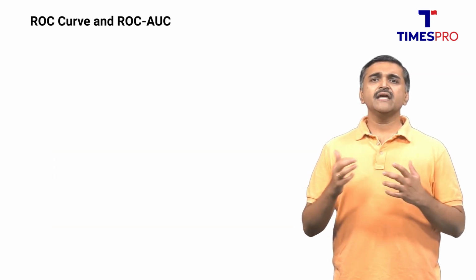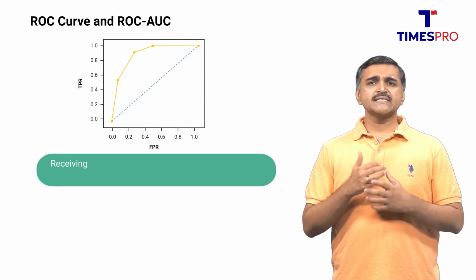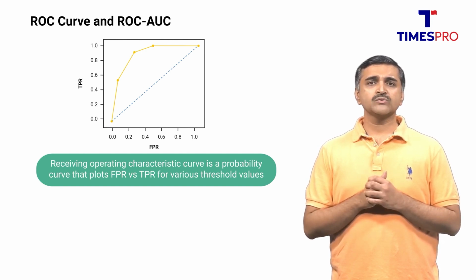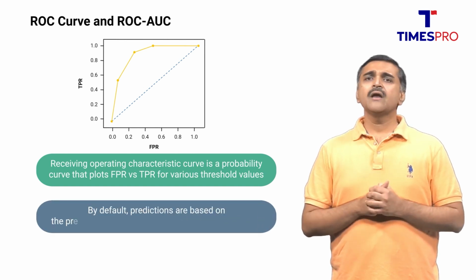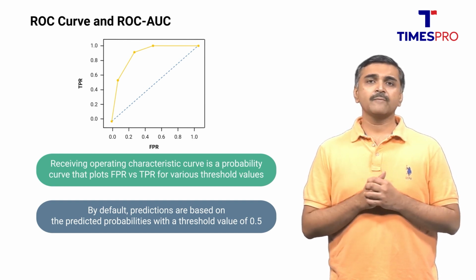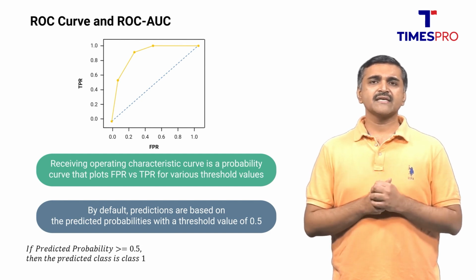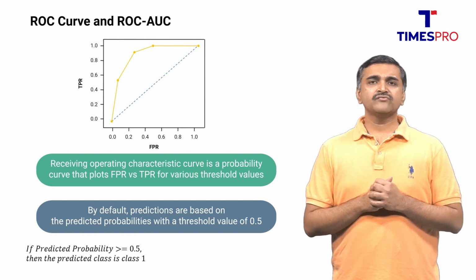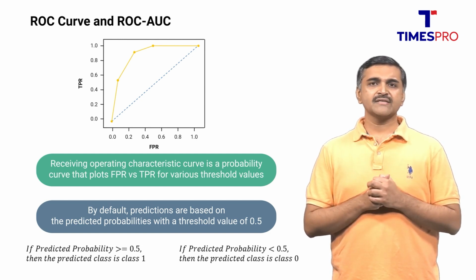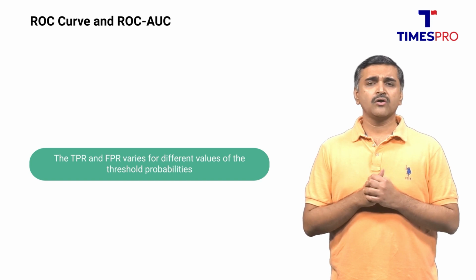Now let's understand the next performance metric, which is the ROC curve and the ROC AUC. ROC curve, the receiver operating characteristic curve, is a probability curve that plots FPR versus TPR values for various threshold values. By default, predictions are based on the predicted probabilities with a default threshold value of 0.5. If the predicted probability is greater than or equal to 0.5, then the predicted class is class 1 or the positive class. If the predicted probability is less than 0.5, then the predicted class is class 0 or the negative class. The true positive and false positive rates vary for different values of the threshold of the probabilities.